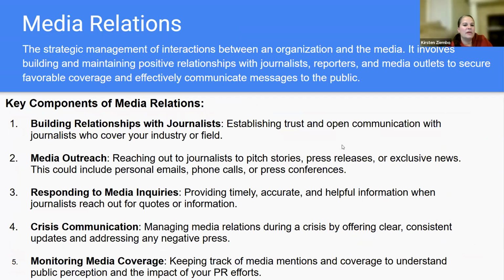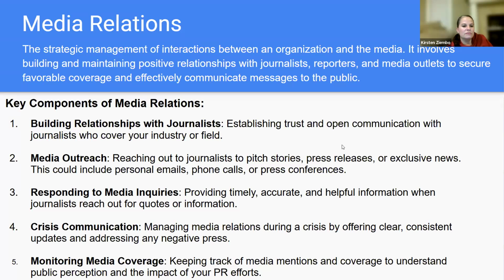Media relations is the strategic management of interactions between the organization and media. It involves building and maintaining positive relationships with journalists, reporters, and the media outlets to secure favorable coverage and effectively communicate messages to the public. The key components of that would be building relationships with journalists, establishing trust and open communication with journalists who cover your industry or field.